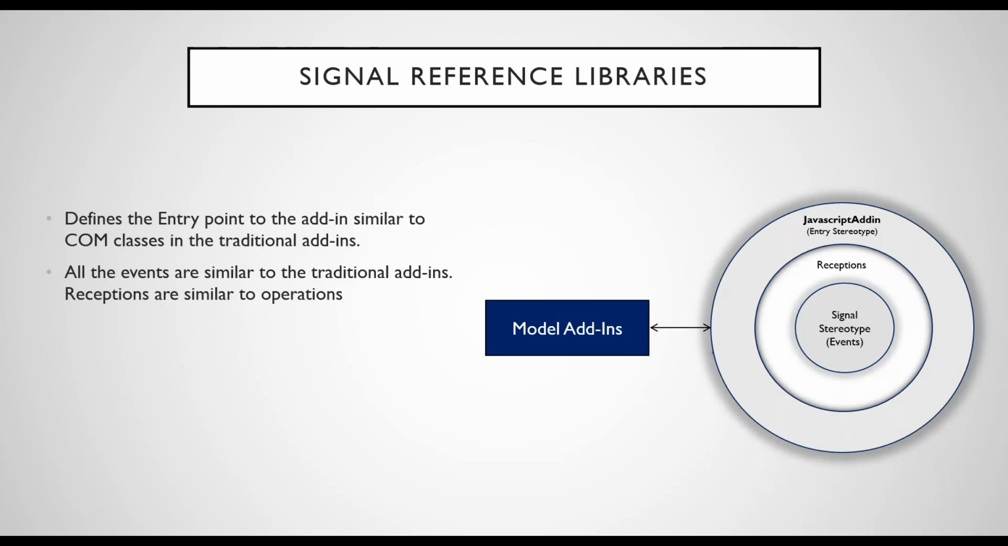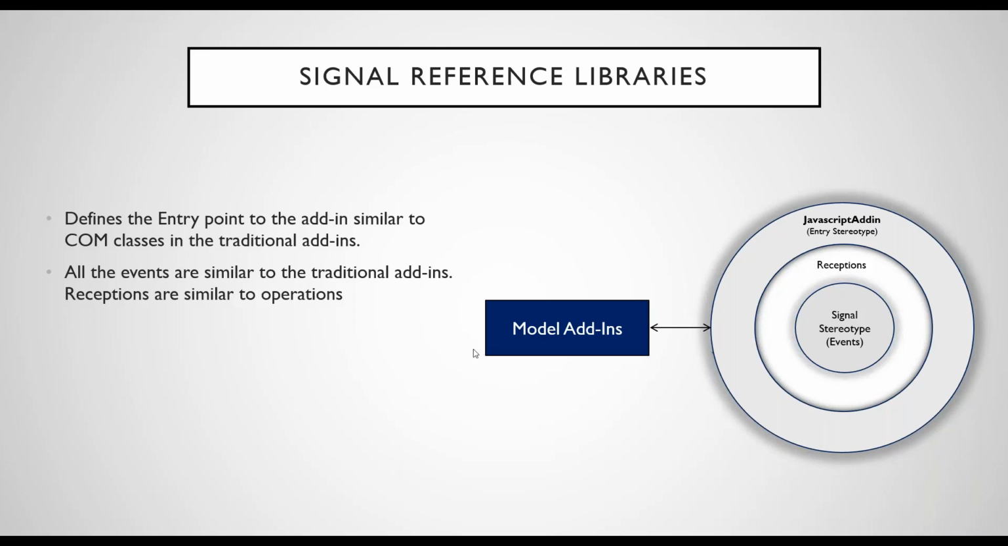So what is a signal reference library, or signals? It is a collection of broadcast types provided by Sparx to make use of in the add-ins, which is also used to define the functionalities of the add-in. These broadcast event configurations are also required in traditional add-in development. How these signals and receptions play a role in the model add-in development process is like in the traditional framework, as you can see in the diagram.